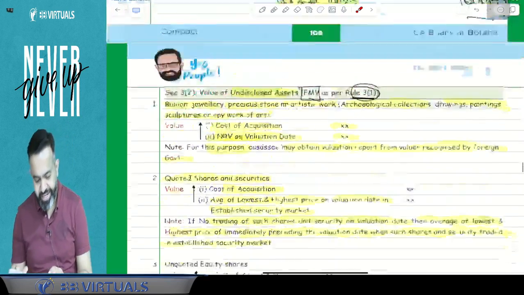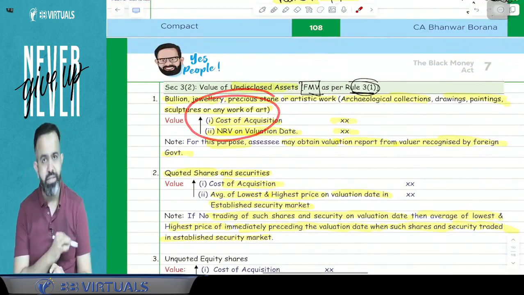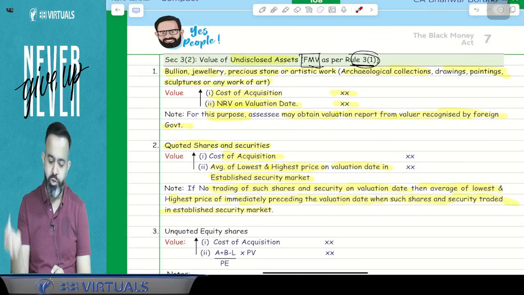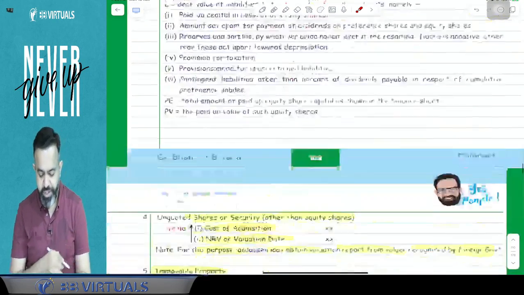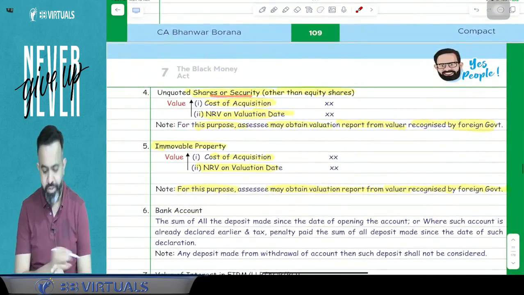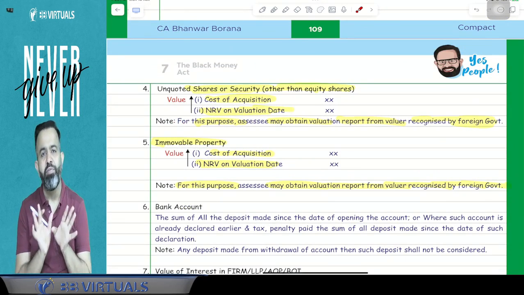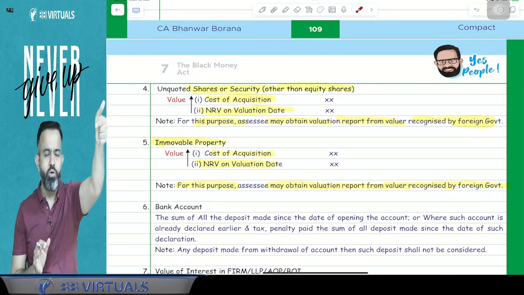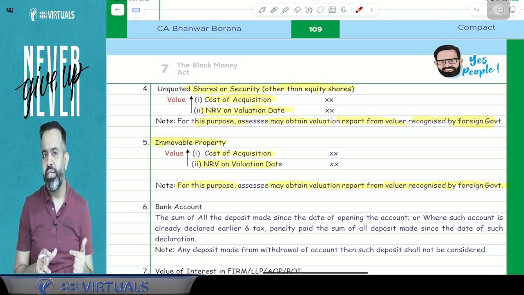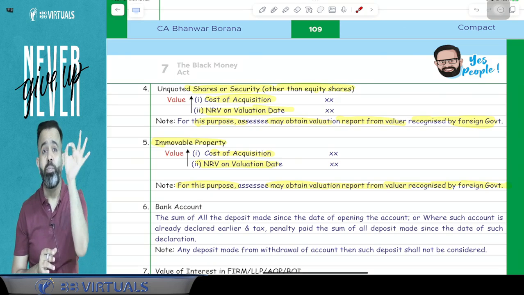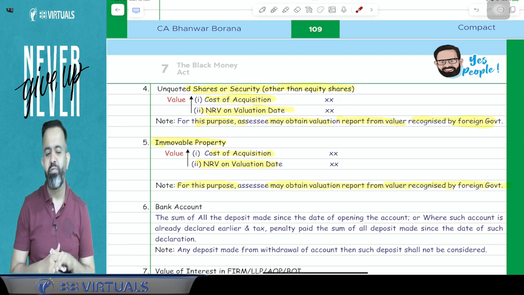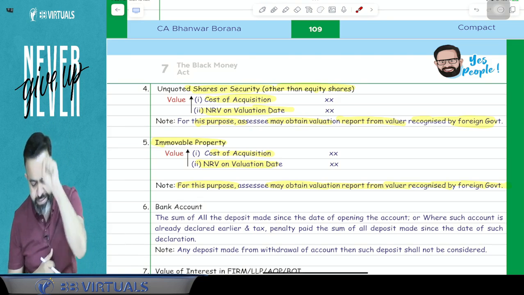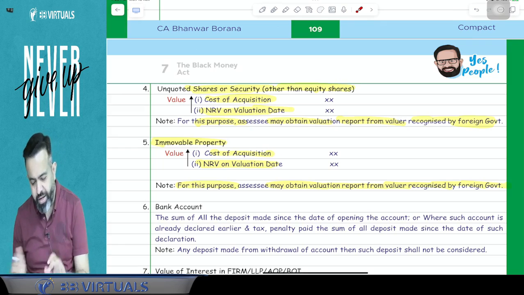So till now, can I say that for jewelry, drawing, painting, sculpture, archaeological collection, any other work of art, bullion, as well as quoted share and security, unquoted share and security, and immovable property, everywhere they are saying just take the original cost or NRV on the valuation date, and the valuation date will be 1st April of the previous year. Whichever is higher will be treated as your value, and on that value you have to pay the 30% tax. That is the point.